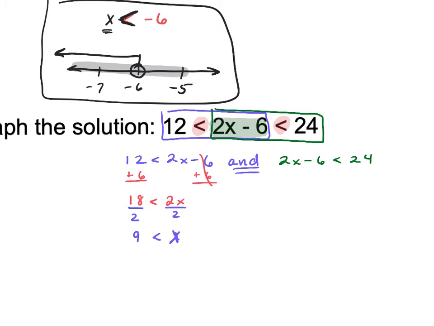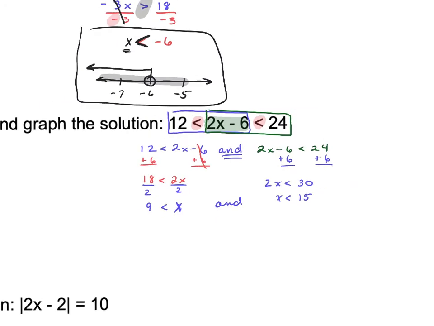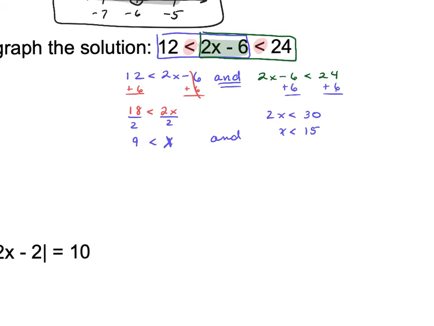Let's do the other inequality. This time I'll add 6. Get that x alone. 2x is less than 30. Looks like x is less than, divide by 2, 15. And that's a perfectly fine answer, except it's kind of hard to understand it until you take a look at it on a number line.